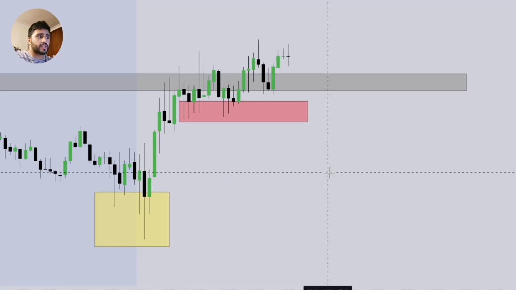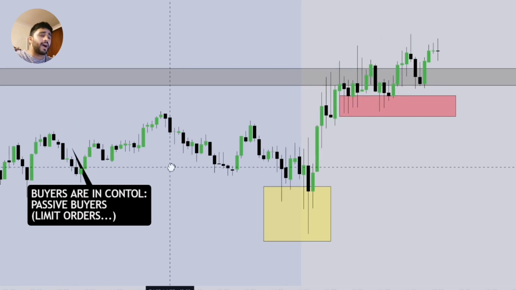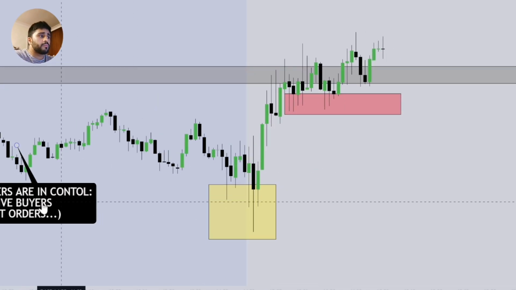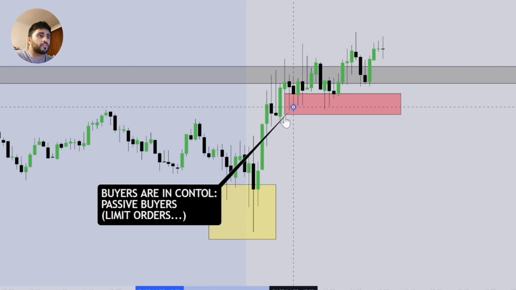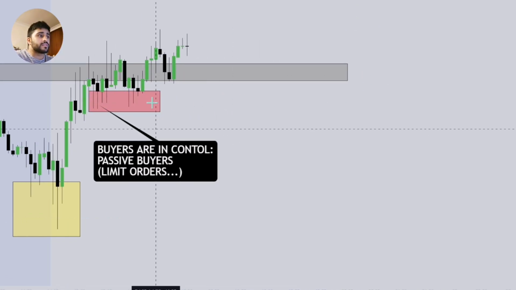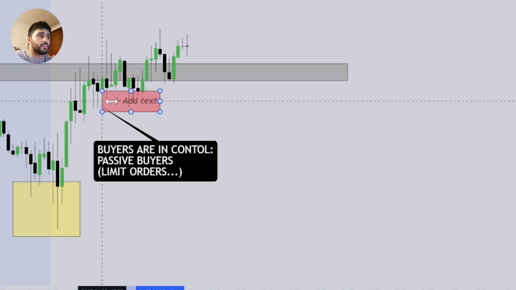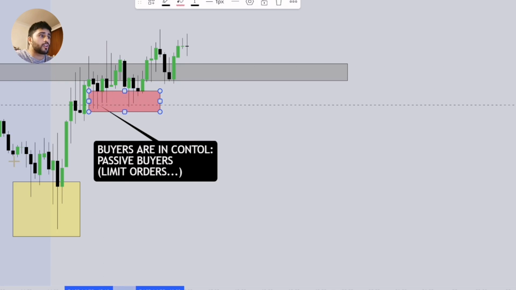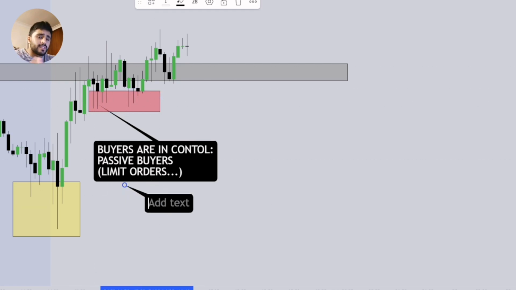Do you remember earlier when I spoke about the fact that buyers are in control? How do we know buyers are in control? What's really going on here, and I want traders to really understand this, is that we saw a ton of aggressive sellers where the red box is. These aggressive sellers could not sustain price lower, because if they had been successful, they would have broken price below the Asian range, but they didn't.